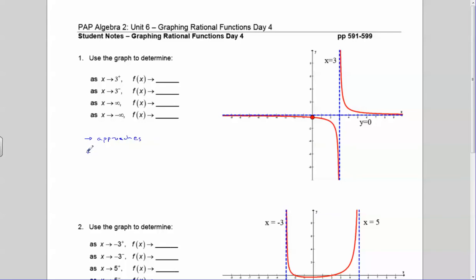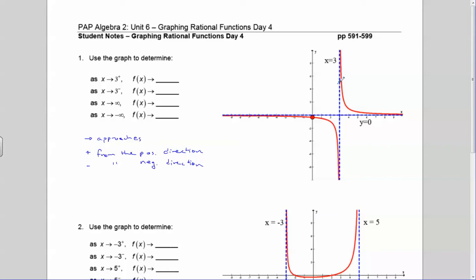And next is the symbol, the small plus or minus following the number. The plus means from the positive direction. And the minus means from the negative direction. So the first one, as x approaches 3 from the right.